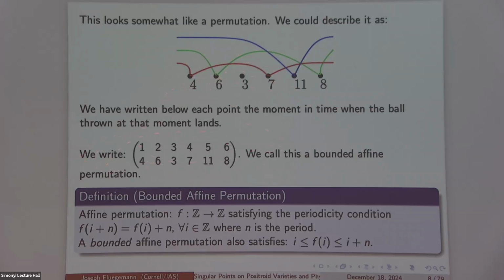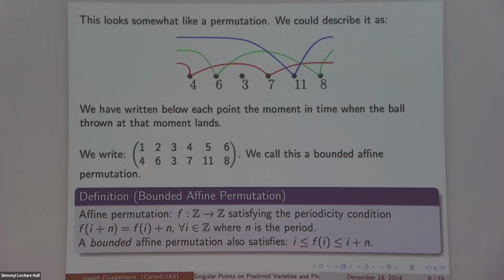And this object is called a bounded affine permutation. It's a permutation from the integers to the integers. You just add n to 6, 2n, 3n, or you can go backwards, and so this gives you a permutation from integers to the integers that is periodic with period n. It also has this bounded condition, which says that you can't throw a ball more than n seconds, a ball that lands like 2n seconds later.